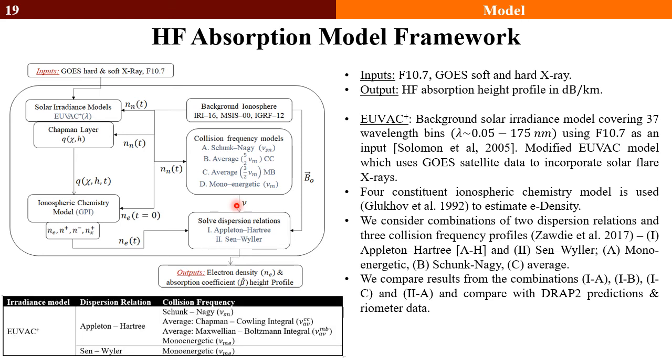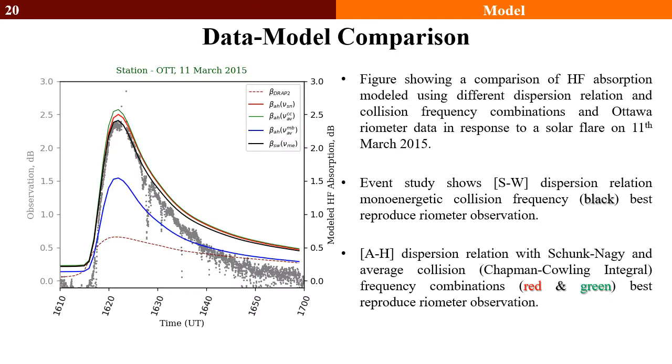Here are the combinations of dispersion relation and collision frequency. The table shows UVAC plus as the irradiance model, and then we use the dispersion relations Appleton-Hartree and Sen-Wyller. Appleton-Hartree is used with all four of these collision frequencies, whereas Sen-Wyller is used with only the monoenergetic collision frequency.